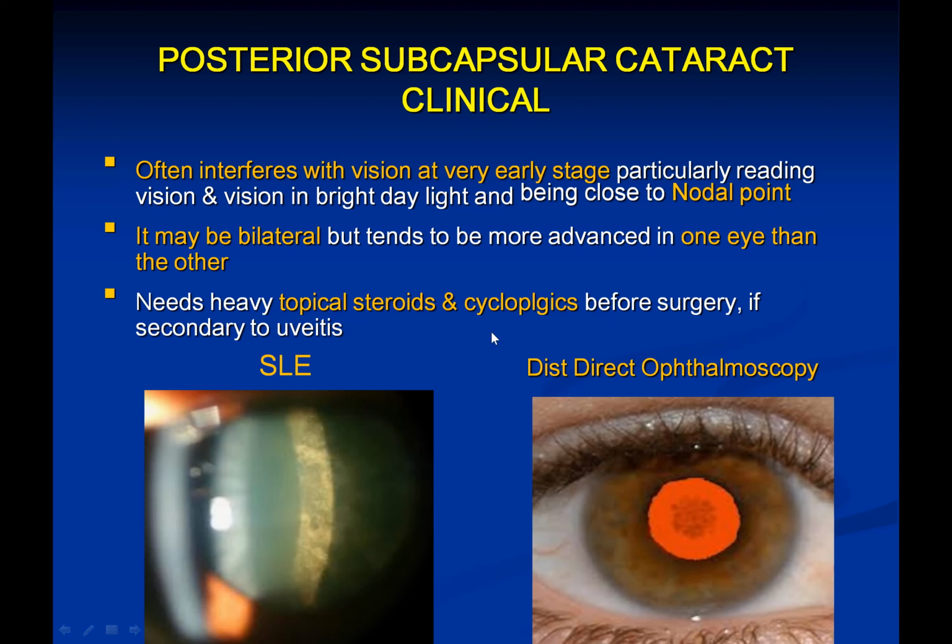So remember, whenever the patient reports to you with posterior subcapsular cataract secondary to uveitis, always treat the uveitis first with heavy topical steroids and sometimes intraoperative injections of subconjunctival or intracameral steroids, and post-operatively heavy topical steroids and cycloplegics. That is the treatment in these cases, just to make you think in the way of management.